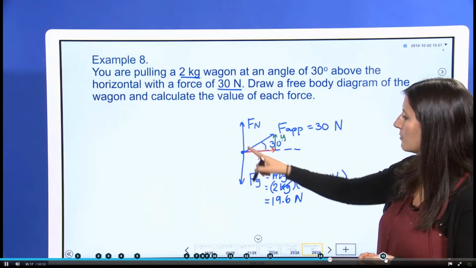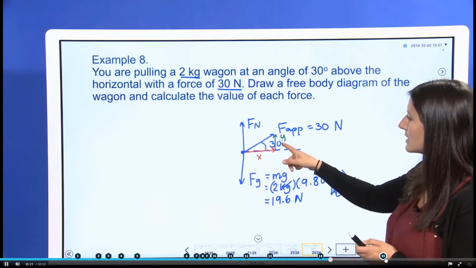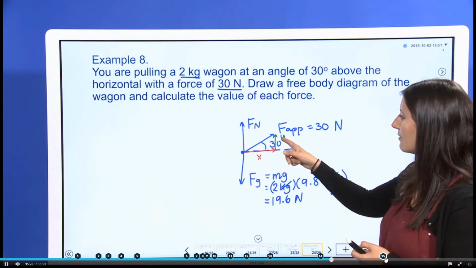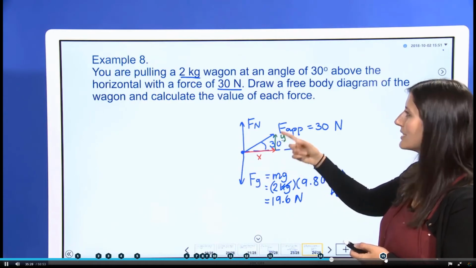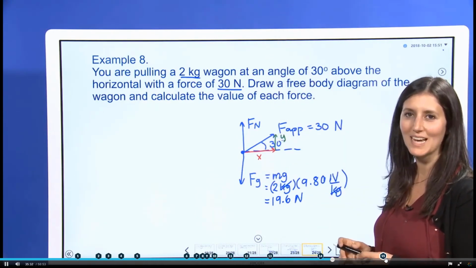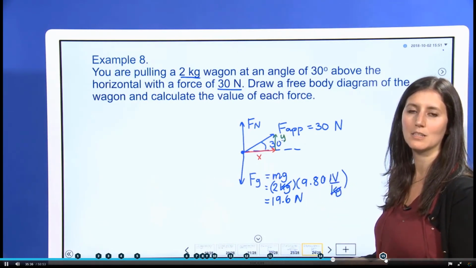Now, if these two forces were to cancel out, the normal and the force of gravity, we would still be left with a Y component of the F applied. We'd have this Y component here, which means that our wagon would be flying up into the sky, and we don't want that to happen. We want to make it so that all of the Y components cancel one another out.